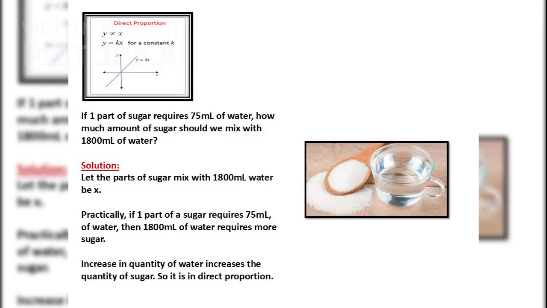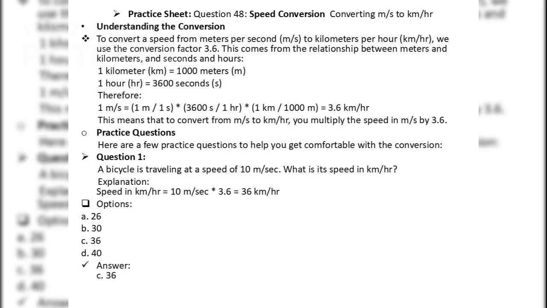If one part of sugar requires 75 milliliters of water, how much water should we mix with 1,800 milliliters of sugar? This is an example of direct proportion in practical use. To convert speed from meters per second to kilometers per hour, we use the conversion factor 3.6. This helps us understand the relationship between meters and kilometers.